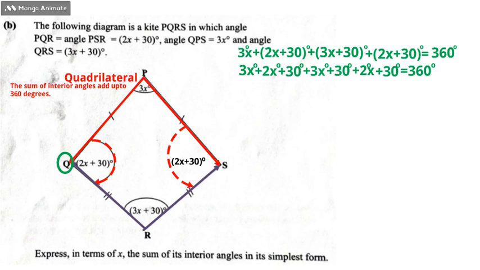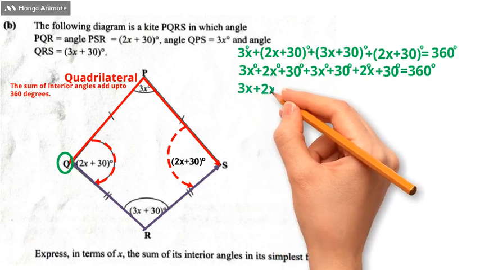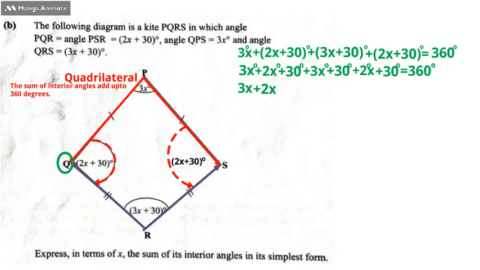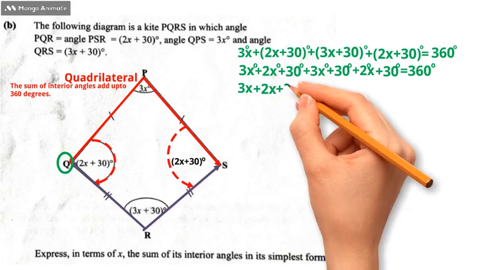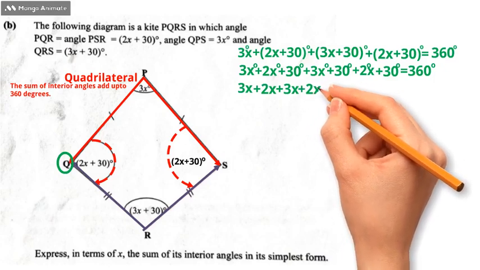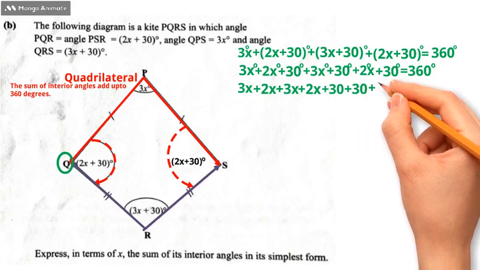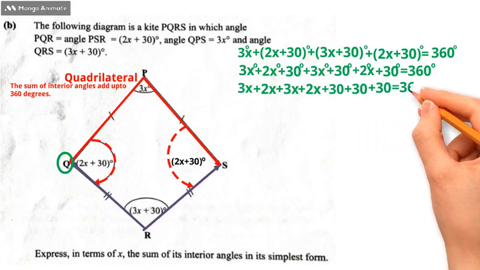Then the next thing we're going to do is put like terms together. So we're going to have 3x degrees plus 3x degrees plus 2x degrees plus 2x degrees. We write the like terms, those terms that have got x in them. Then we write those that do not have x. So we have plus 30 degrees plus 30 degrees plus 30 degrees plus 30 degrees, which is equal to 360 degrees.